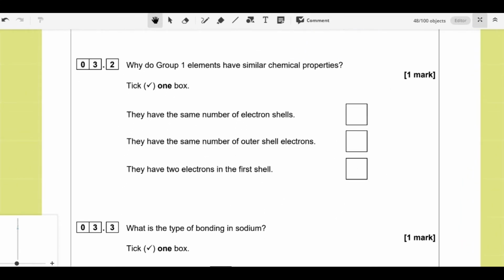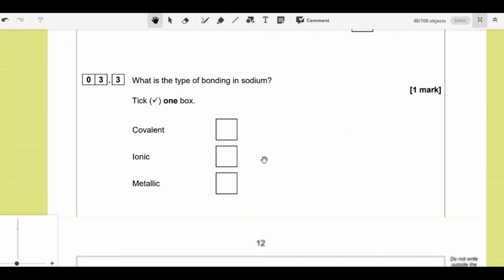Next, why do group 1 elements have similar chemical properties? They have the same number of electron shells, they have the same number of outer electrons, or they have 2 electrons in the first shell. So actually the second option is correct, because they have the same number of outer shell electrons. Next, what is the type of bonding in sodium? This is about the sodium atom, so it contains metallic bonding.